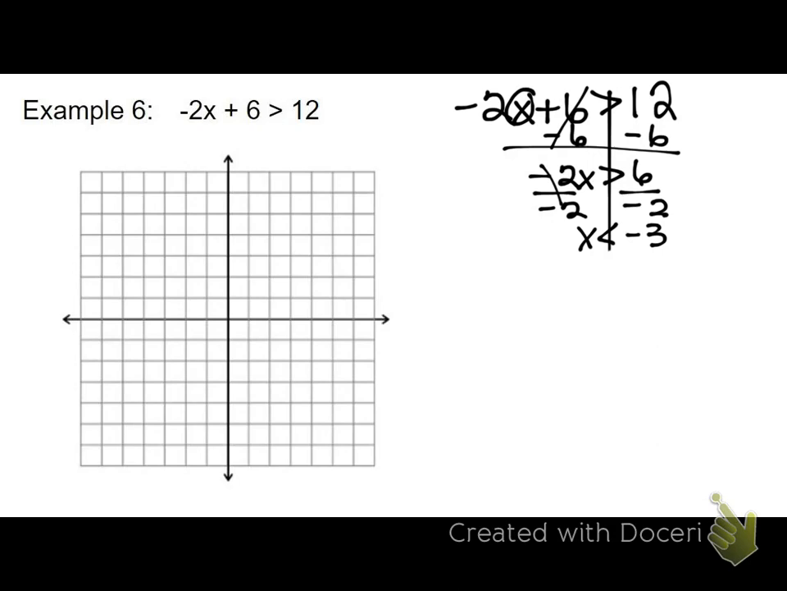So let's go ahead and graph it. So remember, I'm going to graph it on my x-axis. So I'm going to start at my origin. Now, it's negative 3. So am I going to go left or right? So left, 1, 2, 3. And what kind of boundary am I going to draw here? Vertical. And is it going to be solid or dotted? Dotted.